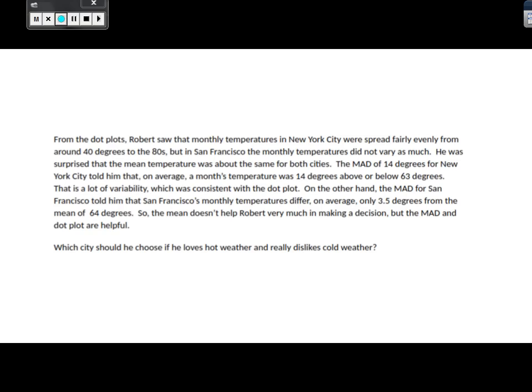The MAD of 14 degrees for New York City told him that on average, a month's temperature was 14 degrees above or below 63 degrees. That is a lot of variability, which was consistent with the dot plot. On the other hand, the MAD for San Francisco told him that San Francisco's monthly temperatures differ, on average, only 3.5 degrees from the mean of 64 degrees. So, the mean doesn't help Robert very much in making a decision, but the MAD and dot plot were very helpful. Which city should he choose if he loves hot weather and really dislikes cold weather?